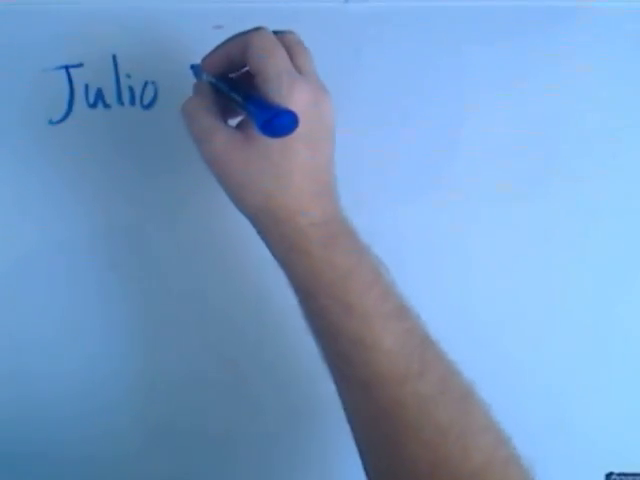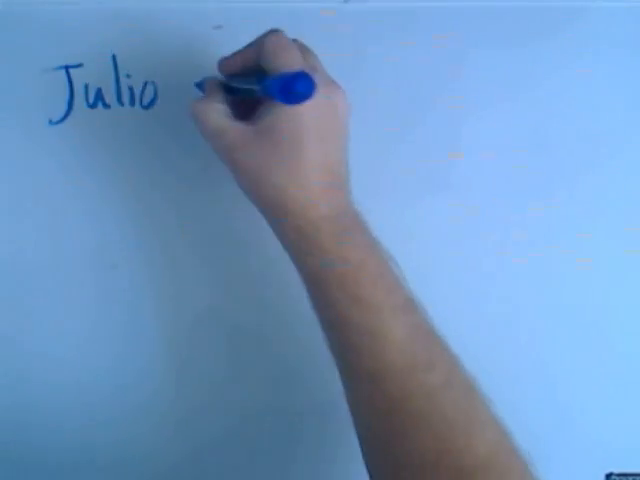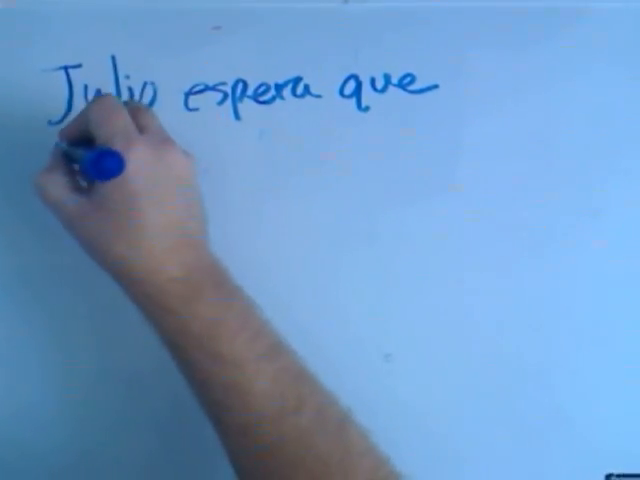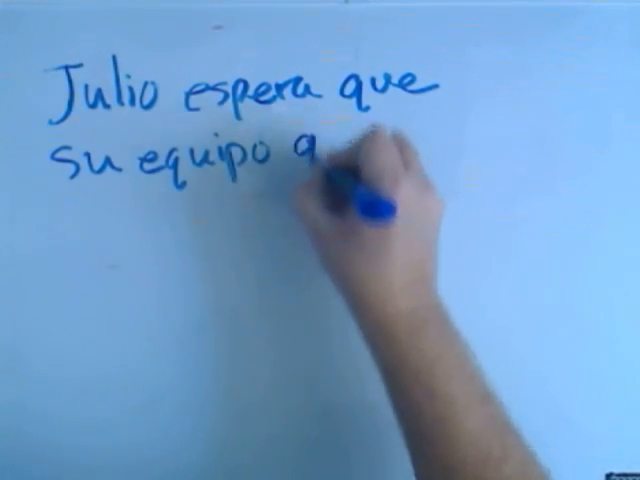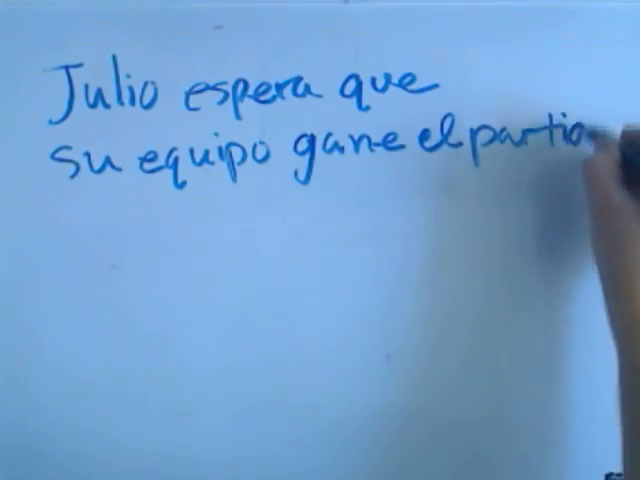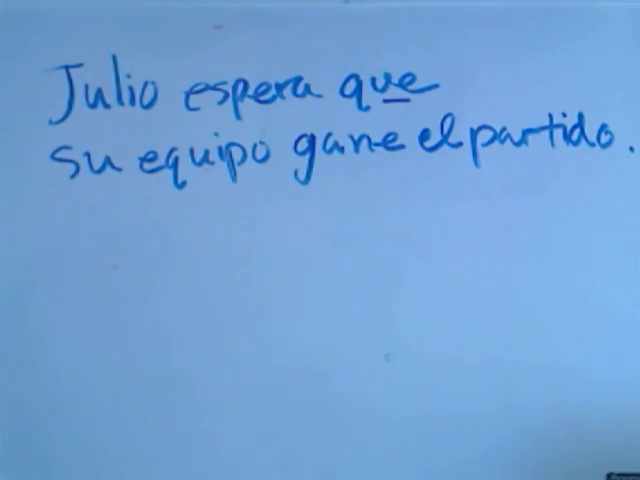All right. Another example might be something like Julio espera, hopes. Julio espera que, so there's our main clause. We'll put the second clause on the second line. Que su equipo, his team, gane, present subjunctive, el partido. Julio wants his team to win the game. Julio espera que su equipo gane el partido. Okay. I'll put up another example really quickly here.